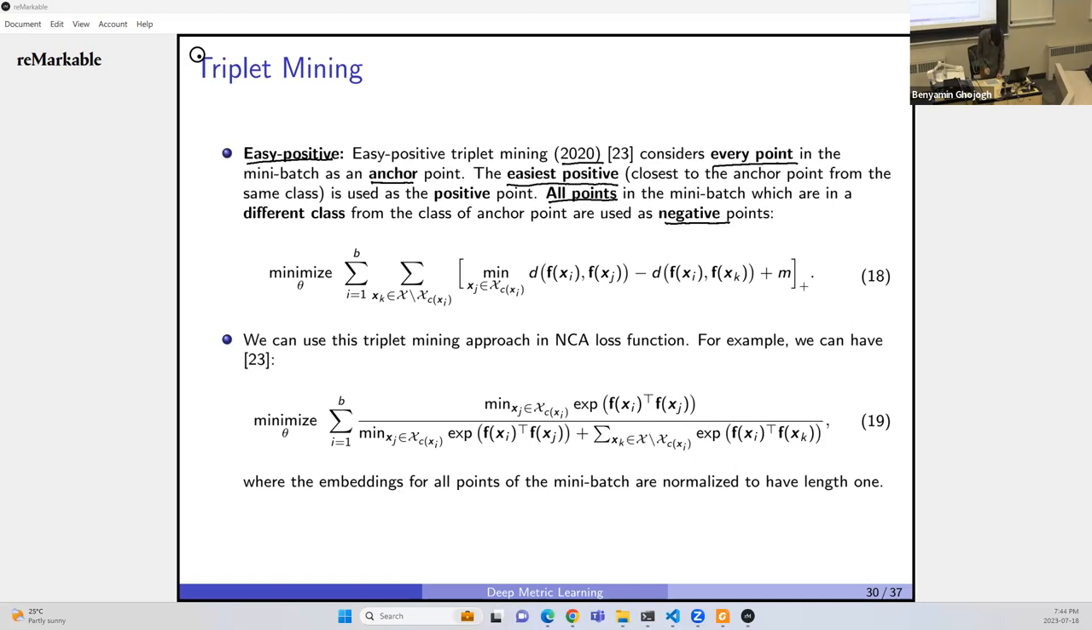We can use a triplet mining approach in the NCA loss function too. So for example, in the previous equations, I was using them in the triplet loss. You can use them in other loss functions for Siamese networks too, right?